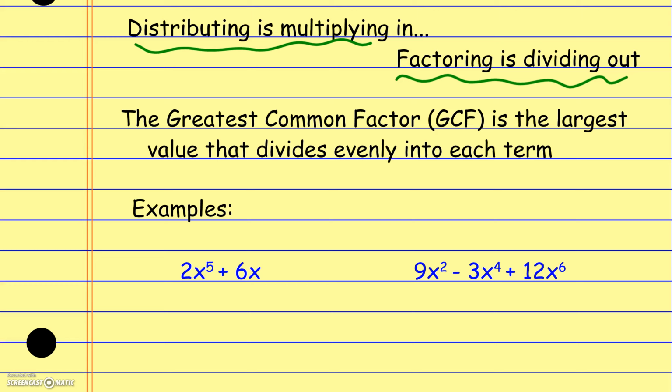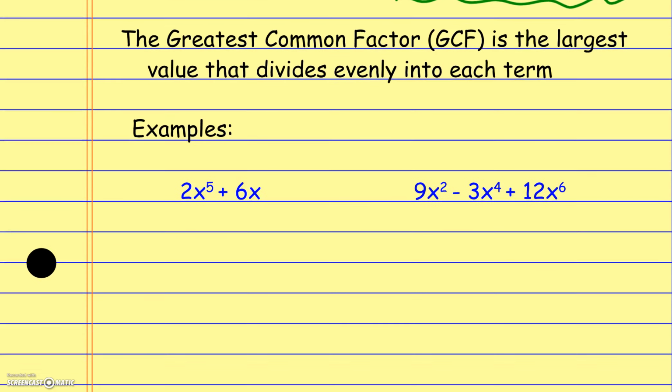When we're talking about numbers, it's the largest number that divides evenly in there. When we're talking about variables, it's the largest variable that we can divide out as well. So for example, this first one is 2x to the 5th plus 6x. If I want to factor out the greatest common factor, between the 2 and the 6, the largest number I can divide out is a 2, so I write the 2 down. Between an x to the 5th and an x to the 1st, I'm trying to divide out the most x's I can. If I have 5 x's in the first term and 1 x in the second term, the most x's I can take out of both would be 1 of those x's. So I'm going to take out an x to the 1st.